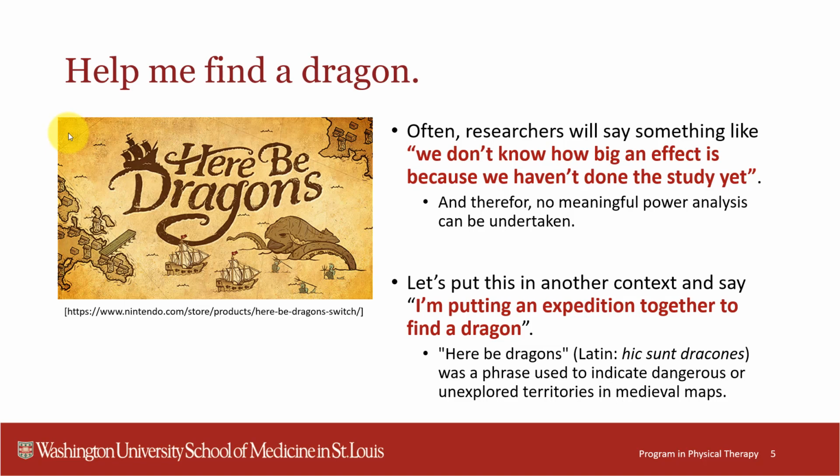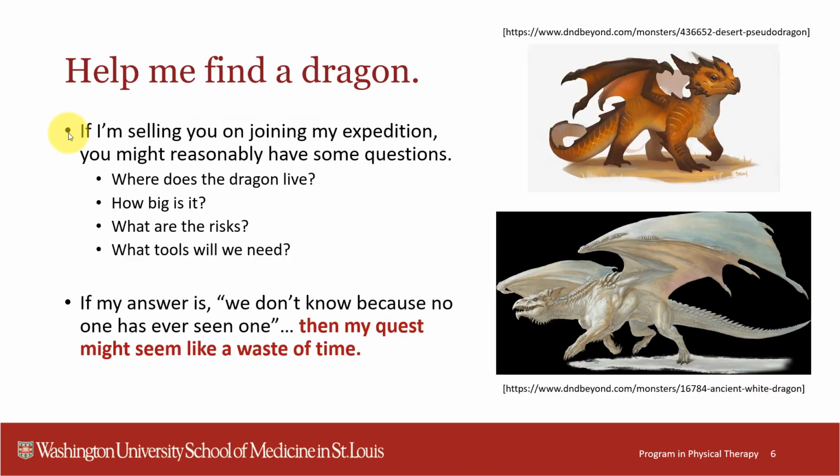And I use this example because the phrase, here be dragons, or in Latin, hic sunt dracones, was a phrase used to indicate dangerous or unexplored territories in medieval maps. Plus dragons are just really fun and cool. So, okay, now imagine I'm trying to sell you on my expedition to find a dragon.